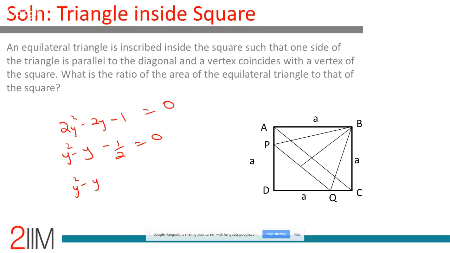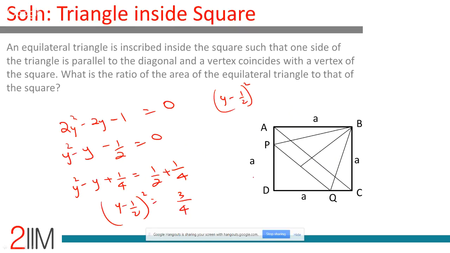Just like x² − 2ax + a², that's what we're looking for. So y² − y + 1/4 is y − 1/2 the whole square, which equals 1/2 + 1/4. Or y − 1/2 the whole square is 3/4. Or y − 1/2 is plus or minus root 3 by 2.